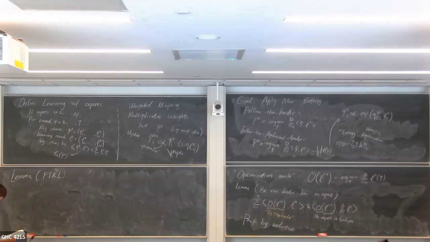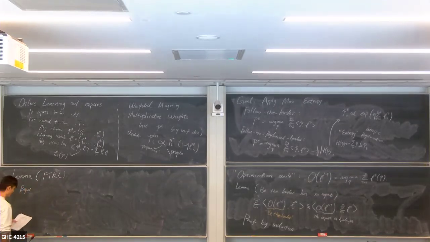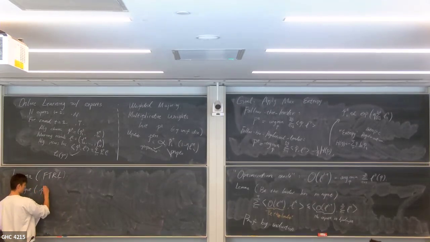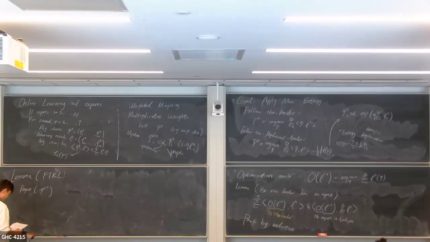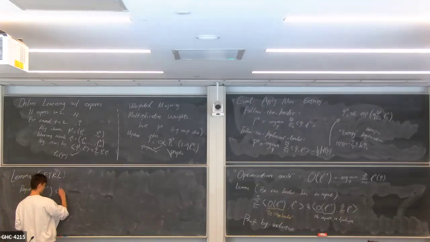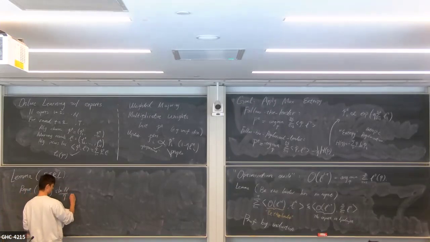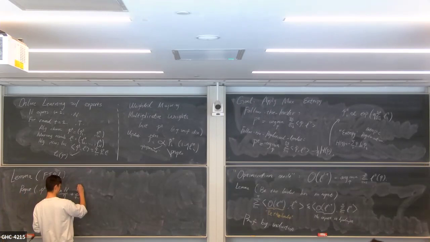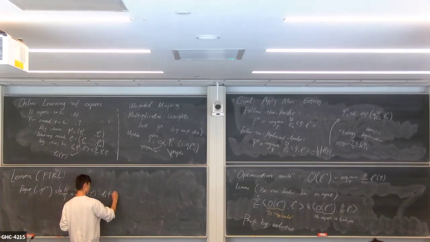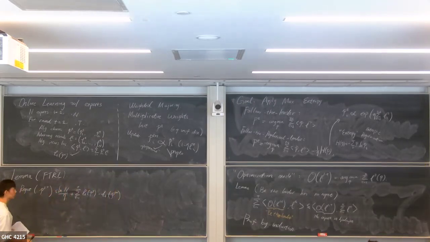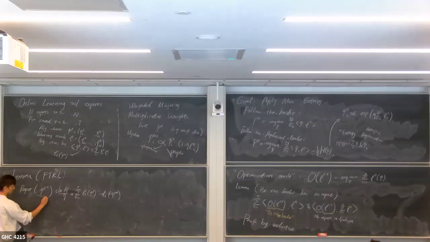Oh, I guess I didn't write down the regret definition, but the regret of FTRL is less than... so in case there's any ambiguity, this is generated from FTRL.